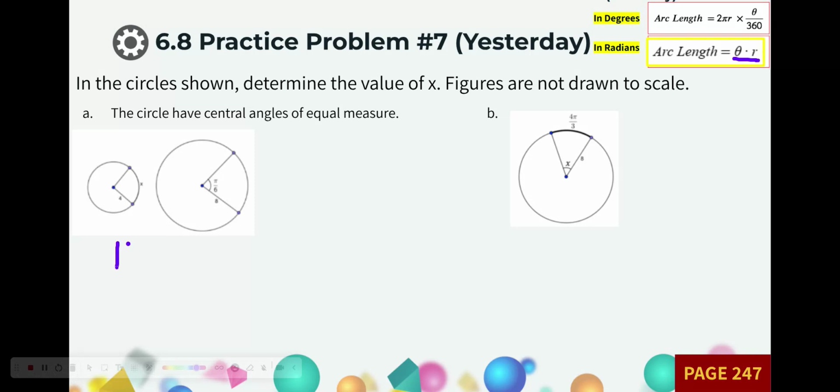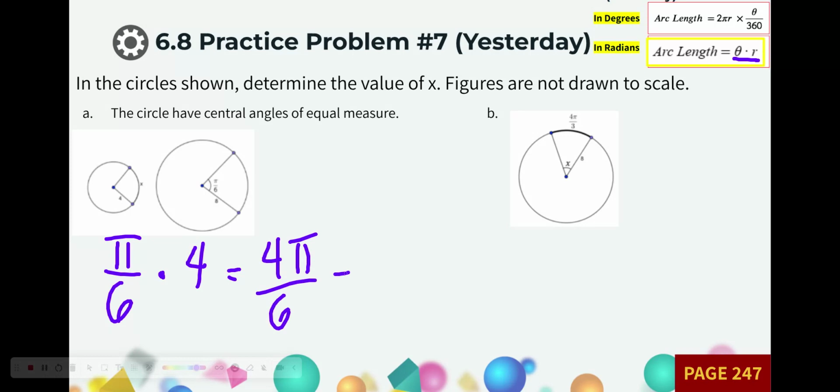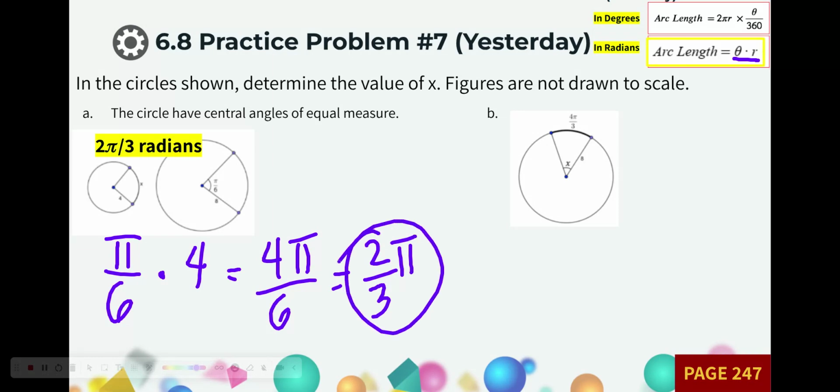Your theta is pi over 6, and your radius is 4. If you multiply that, that would be 4 pi over 6. Get the lowest term of 4 over 6, you can type it in Desmos. So that would be 2 over 3 pi, which is our answer, and verify that it is true.